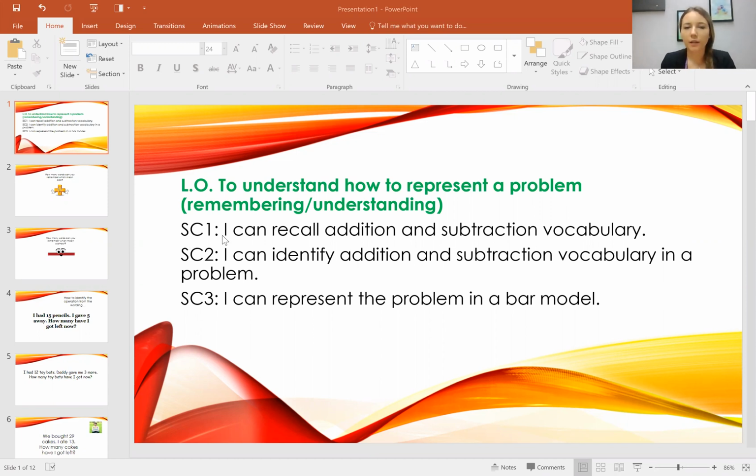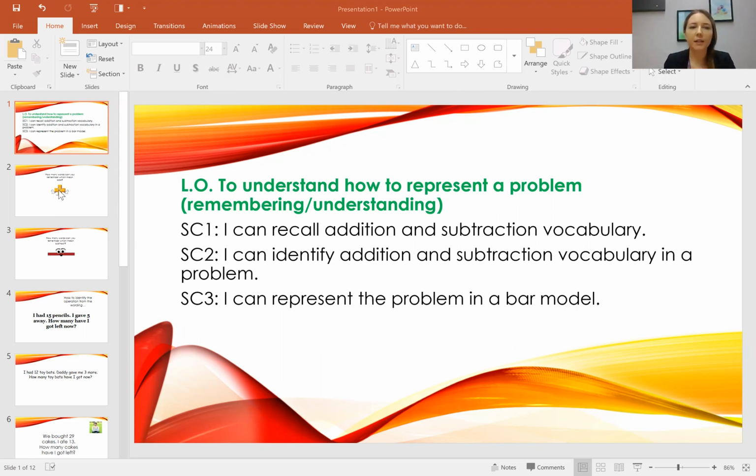Success criteria 1 is for you to recall addition and subtraction vocabulary, so different words for addition and subtraction. Success criteria 2 is to identify addition and subtraction vocabulary in a problem. And success criteria 3 is to then represent that problem in a bar model.